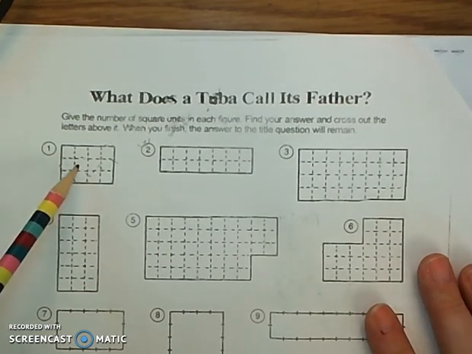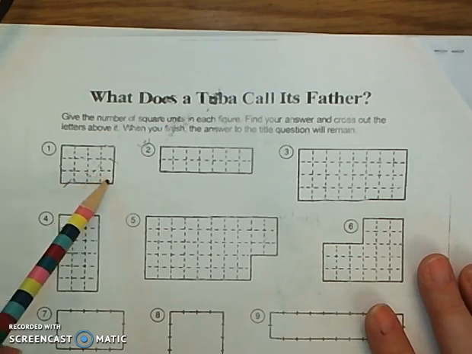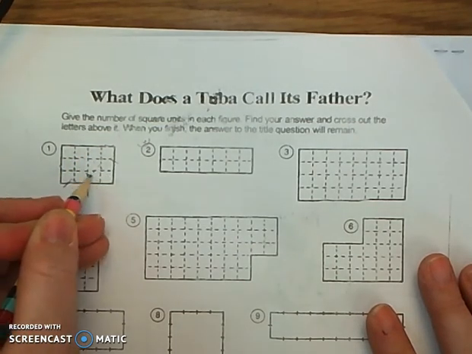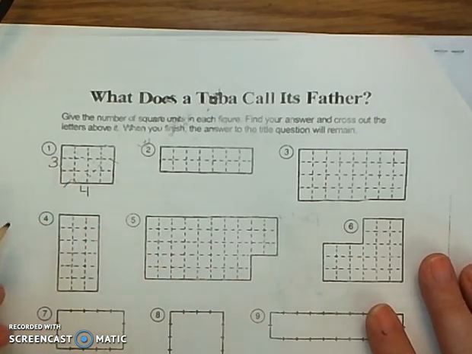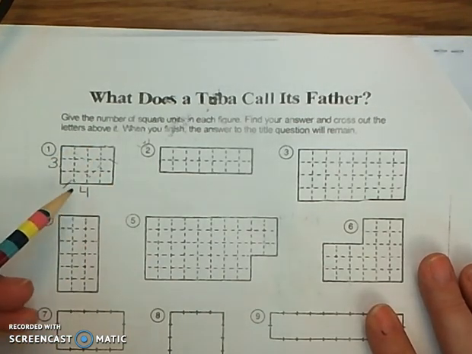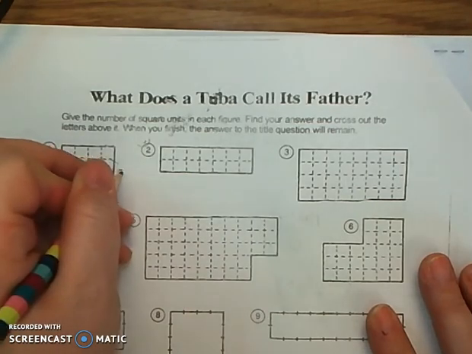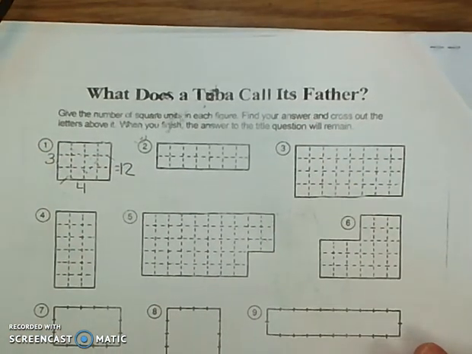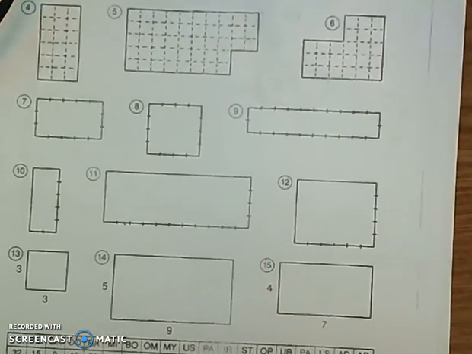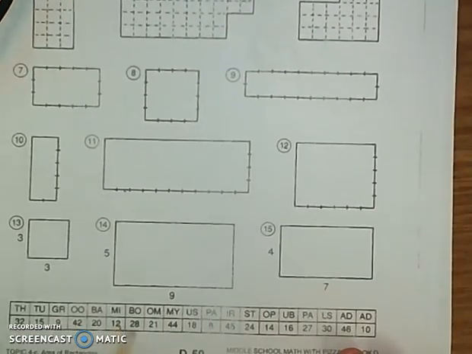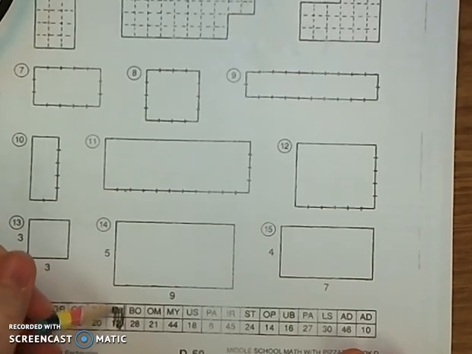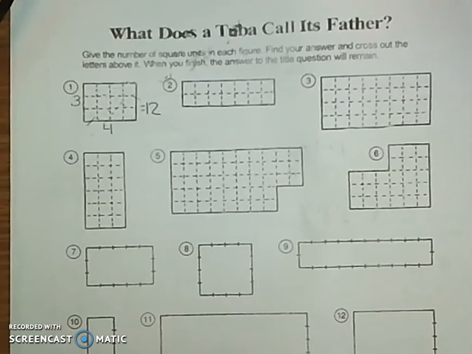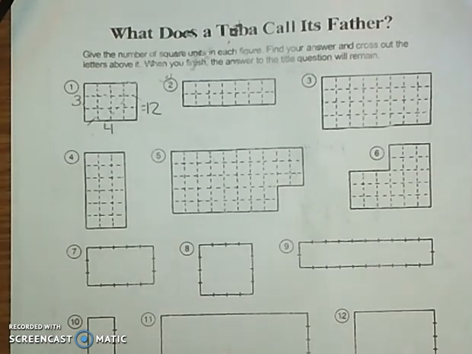1, 2, 3, 4, 5, 6, 7, 8, 9, 10, 11, 12. This is 12. Or you can say this is 4. 1, 2, 3, 4. This is 3. And because it's a rectangle, 4 times 3 is 12. Either way is fine. So you come to the bottom, you find 12, which is right here, and you scratch that out. All right, so go ahead and get started on your work. This should not take you that long.